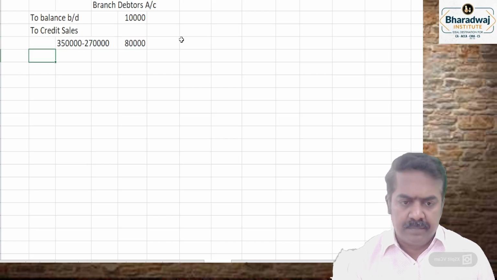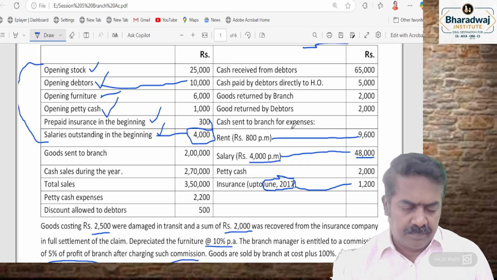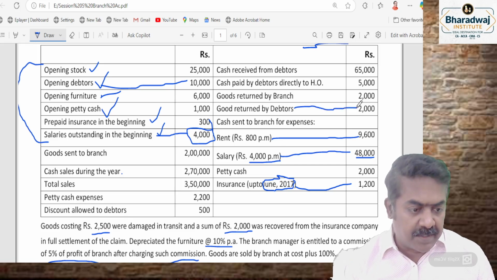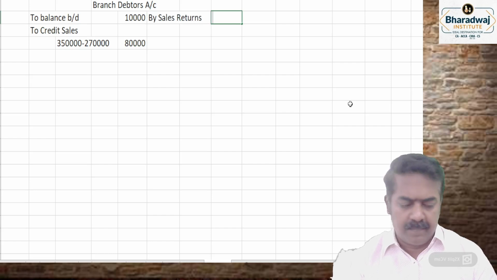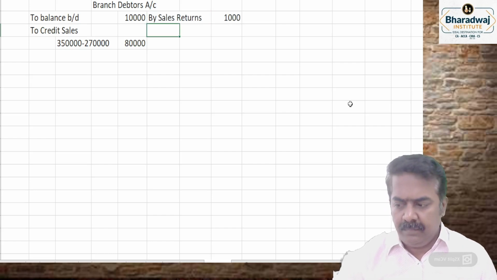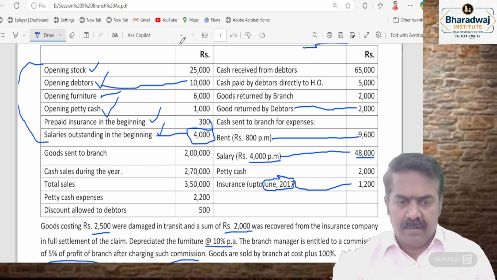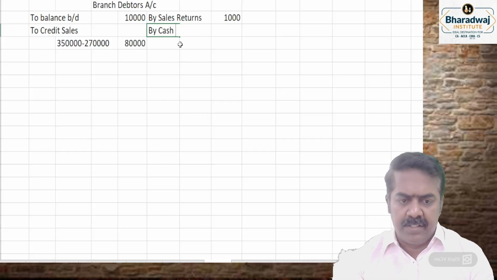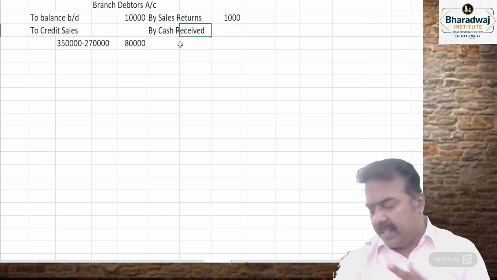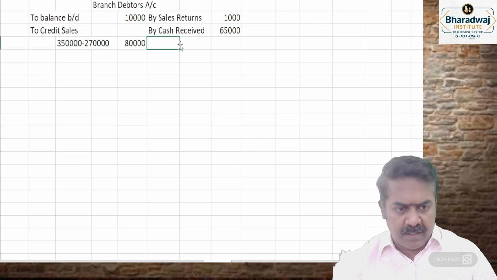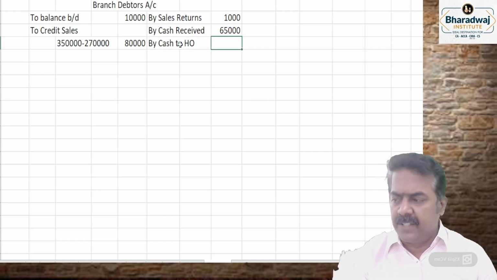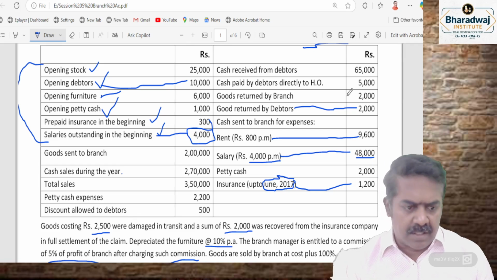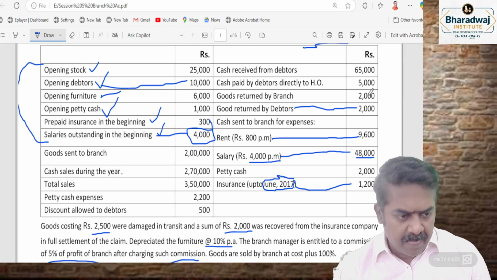Then what else will come? Goods returned by customers, that is sales returns. How much? 1,000. Then by cash received, how much? What is the cash received? 65,000. By cash paid to head office. Customers directly paid to head office, how much? 5,000.